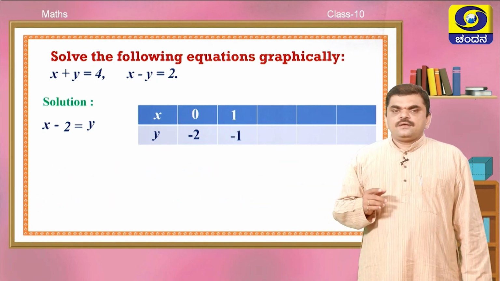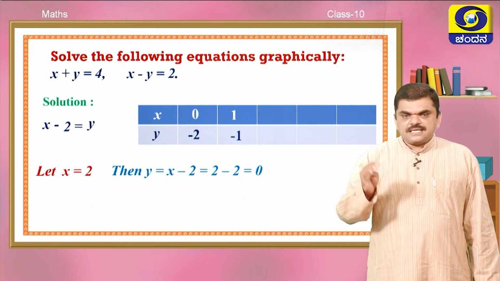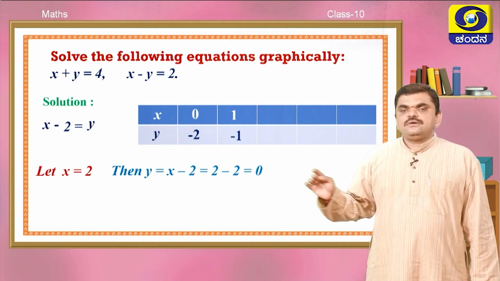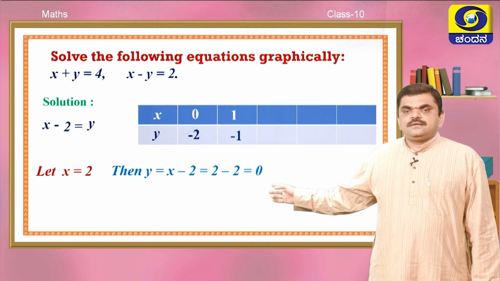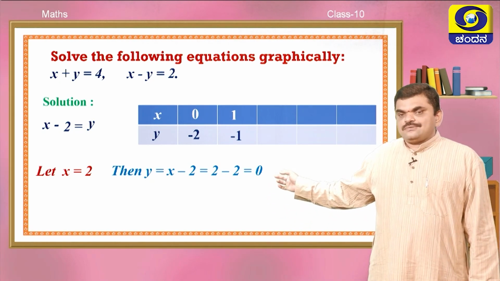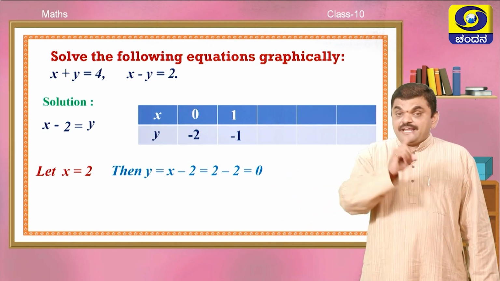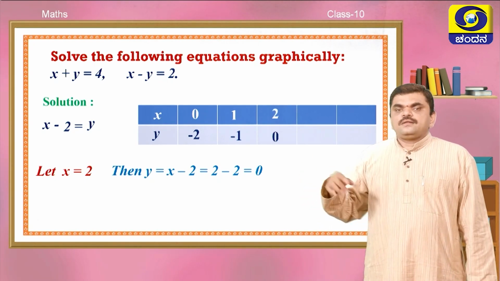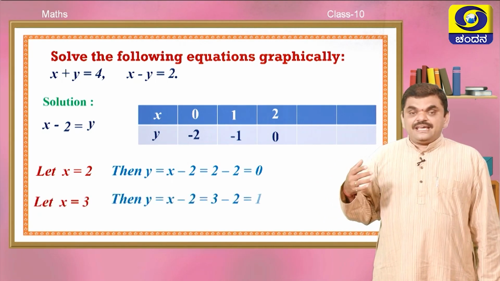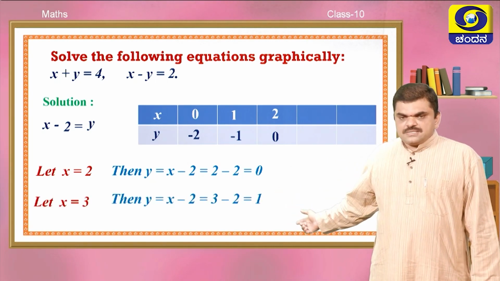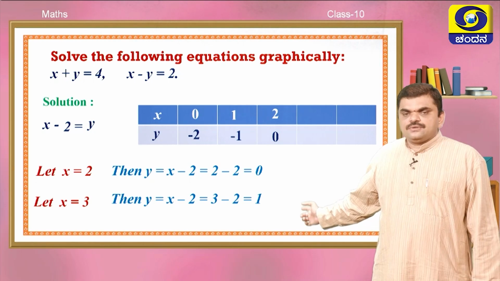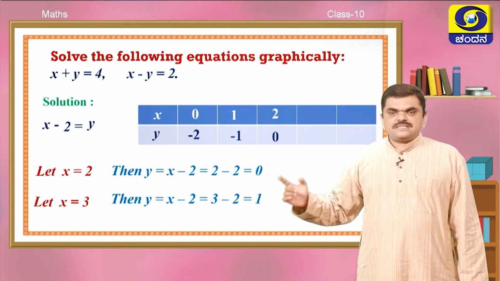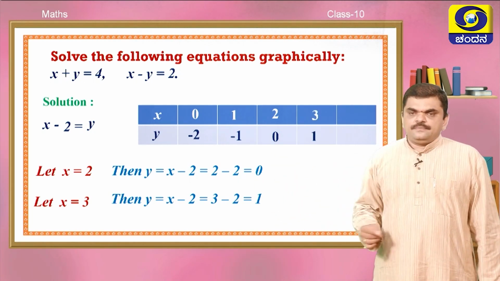Again, give the value of x as 2. y is equal to x minus 2, that is 2 minus 2, that is equal to 0. Then, when x becomes 2, y becomes 0. Now, again give the value of x as 3. y is equal to x minus 2, that is 3 minus 2, that is equal to 1. When x becomes 3, y becomes 1.